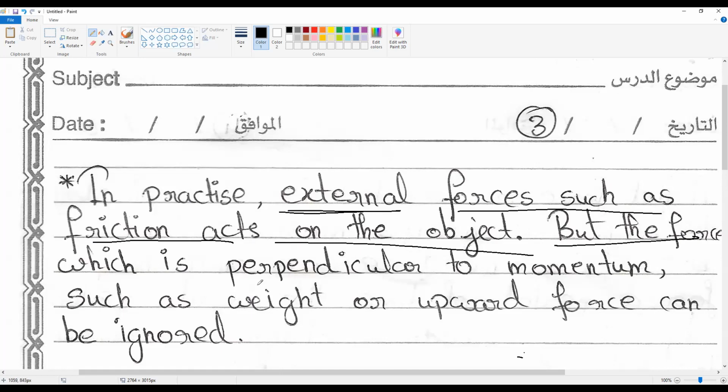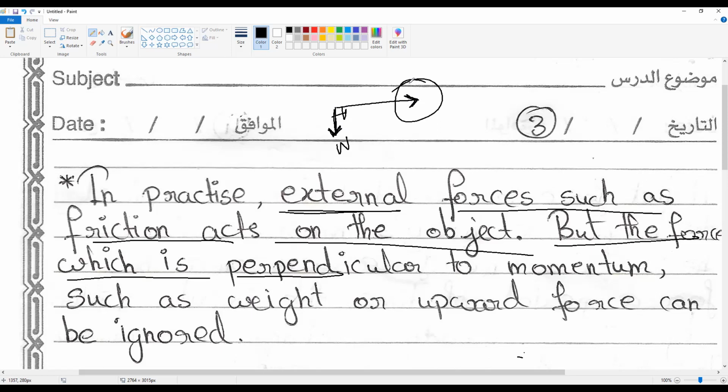But the force which is perpendicular to your momentum direction, like your weight, can be ignored. Can you see? This is your weight. It is perpendicular to your momentum. Anything that is perpendicular to the direction of the momentum can be ignored. So our friction can be taken into account, but weight cannot be. Why? Weight can be ignored because it is perpendicular to the direction of momentum.